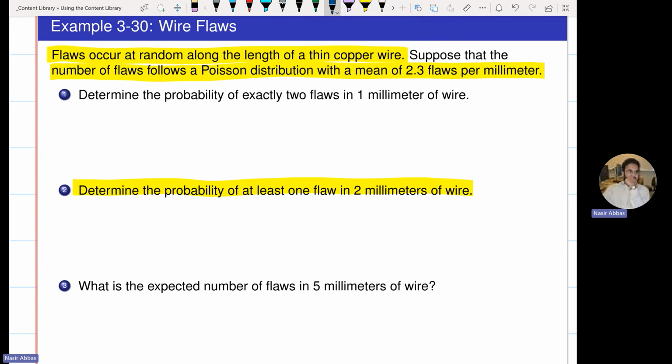Determine the probability. Let me first write the distribution of x. X follows Poisson with lambda equals. Better to write the units now because the next question is double the units. Lambda is 2.3 per millimeter.